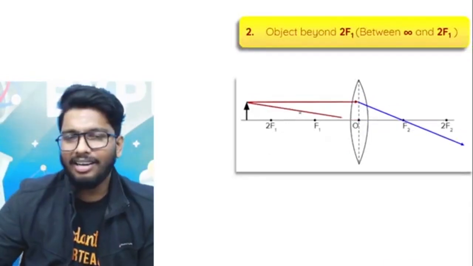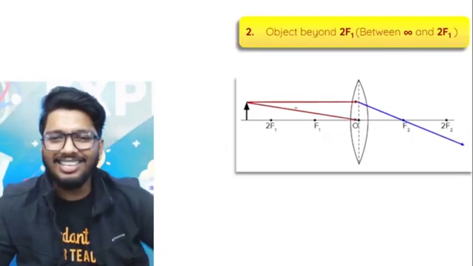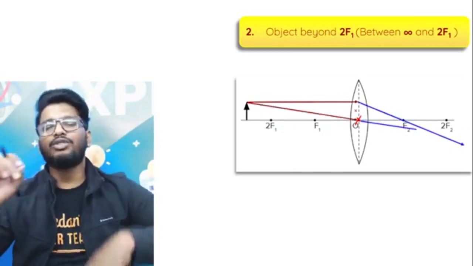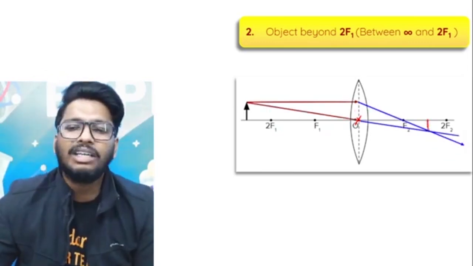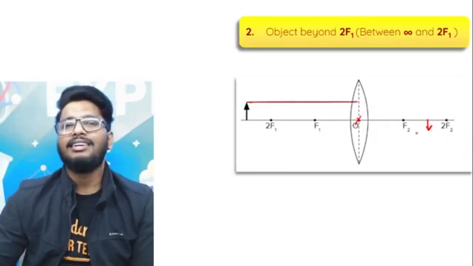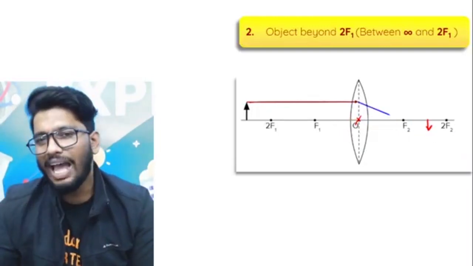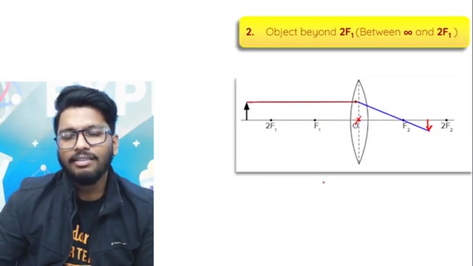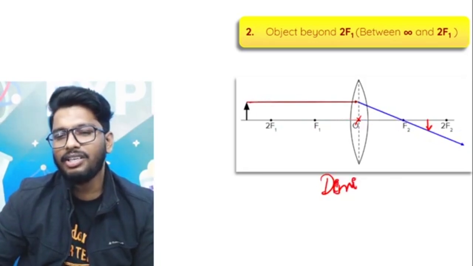So one ray of light parallel to the principal axis, after refraction, passes through the focus. Another ray of light passing through the optic center passes through undeviated. Both of those rays of light will meet at a point between the focus and the center of curvature, or F2 and 2F2, sorry, and that is where the image is going to be formed. So look at the size of the image. It's going to be a diminished image.